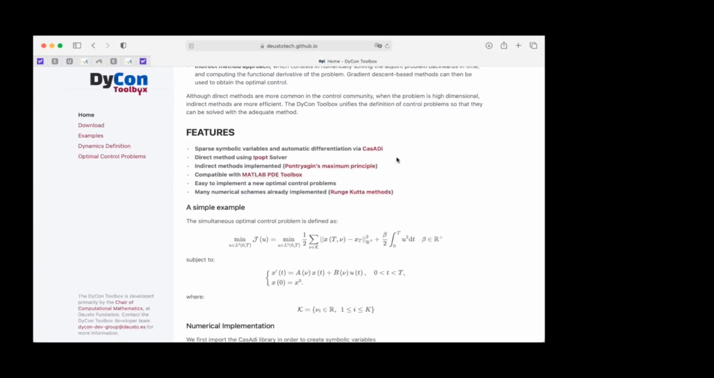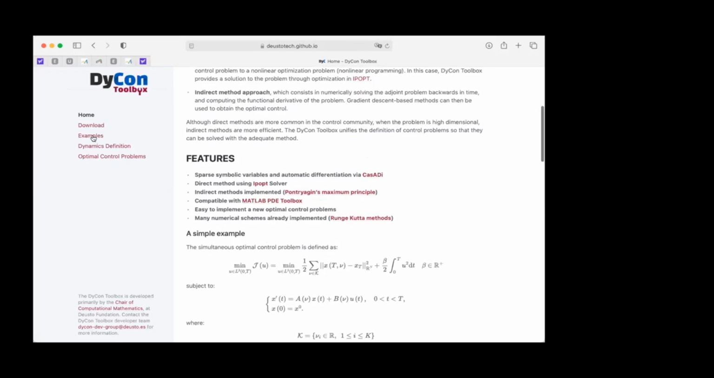As I said, it is combining tools that are already existing. One of them is automatic differentiation. I will come back to this later. The other one is IPOpt that I just mentioned. And of course, concepts like Runge-Kutta methods for discretizing differential equations, the Pontryagin maximum principle for characterizing the optimal control, and the MATLAB PDE toolbox in order to discretize PDEs.